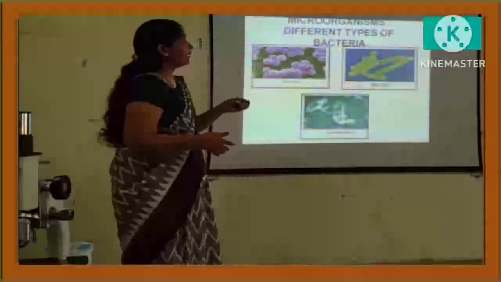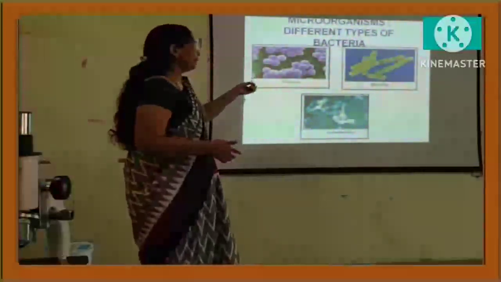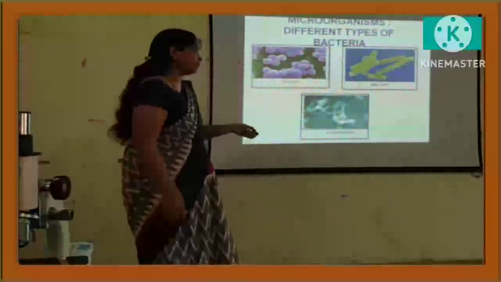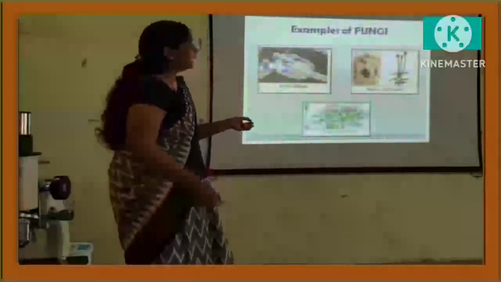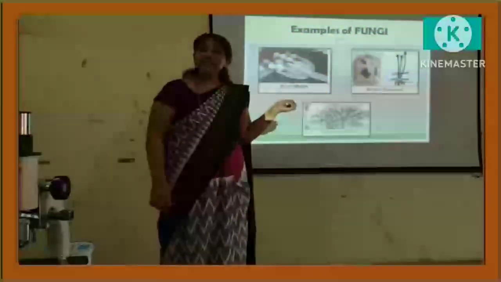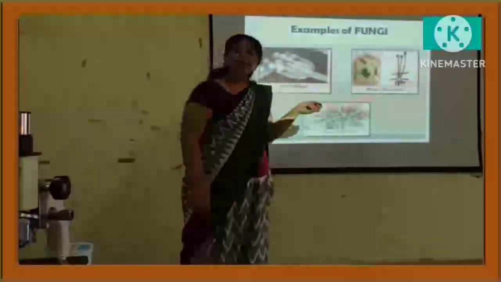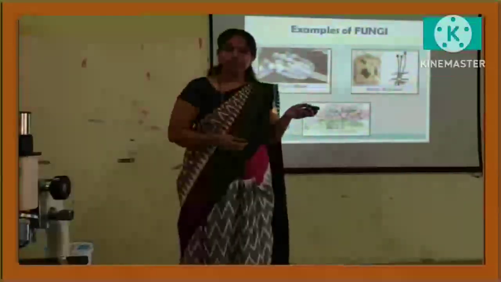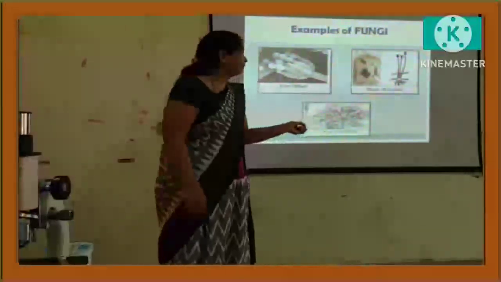If you see different types of bacteria, there are round shaped cocci and rod shaped bacilli, and the bacillus which is present in milk is called Lactobacillus. Examples of fungi: Penicillium, from which the antibiotic penicillin is extracted. Next, Rhizopus, which we usually find growing on bread. Then Aspergillus is another example of fungi.